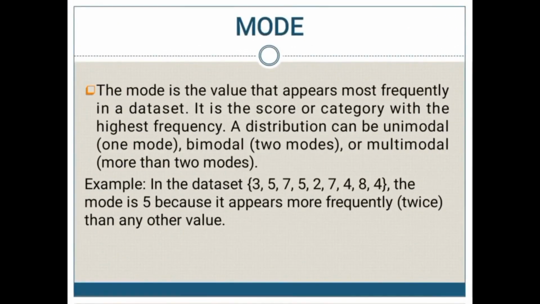Mode. The mode is the value that appears most frequently in a dataset. It is a score or category with the highest frequency. A distribution can be unimodal, bimodal, or multimodal, and the examples are given below.